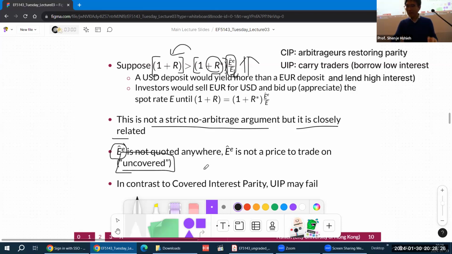It's uncovered because there's no F, right? Our carry traders do not engage in forward contracts because they are intentionally exposing themselves to FX risk.